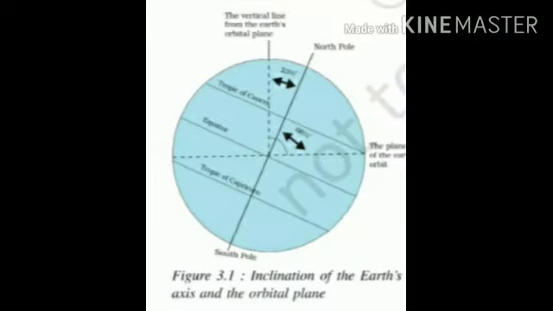Now you can see one more picture: inclination of the Earth's axis and its orbital plane. You can see the Earth, and in between it an imaginary line, that is the orbital plane, and an imaginary vertical line going up, which is inclined at an angle of 66.5 degrees. Now you can see the Tropic of Cancer, the Equator, the Tropic of Capricorn, the North Pole and the South Pole in the figure.